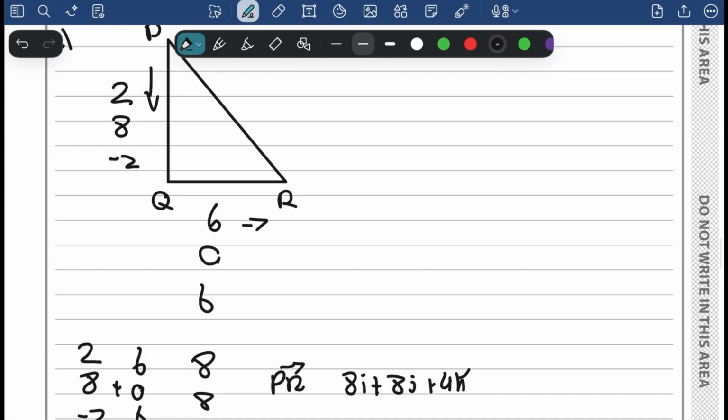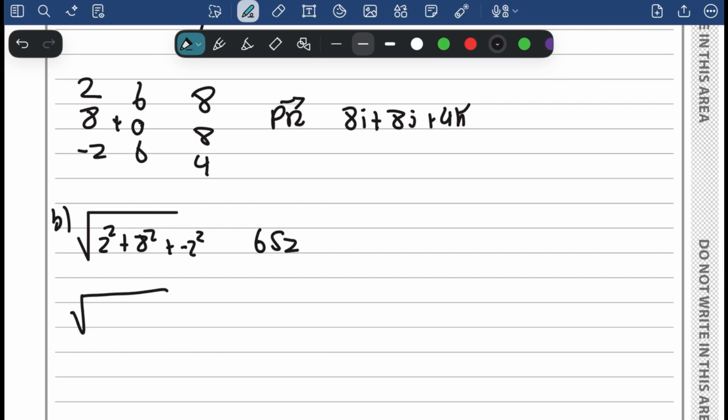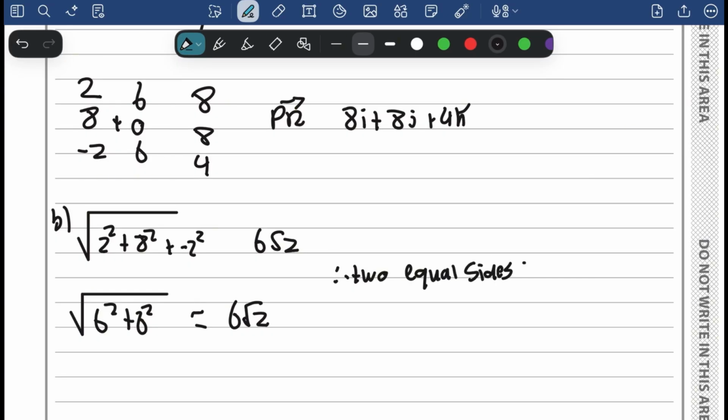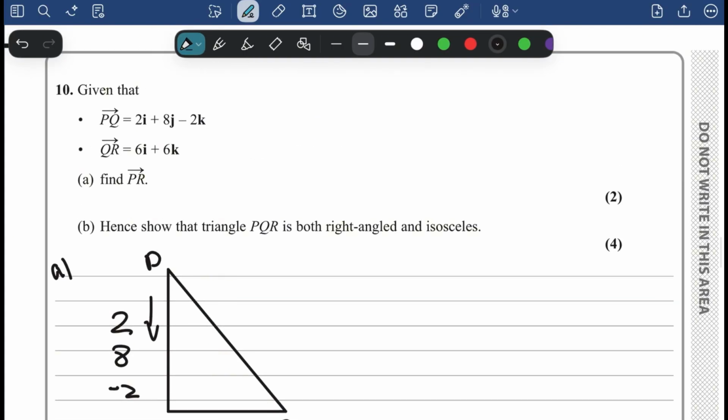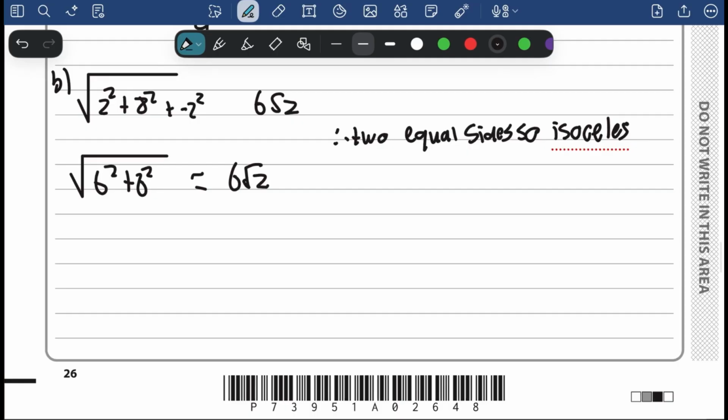And then for the QR, it's going to be the same thing. It's going to be 6 squared, add 6 squared to find the distance. Then that's also going to be 6 root 2, right? So we've just proved that two sides are equal, so we can just quickly write, therefore, two equal sides, so isosceles, right? And now we're assuming that PR isn't the same distance for now, but we can prove it in this next part.